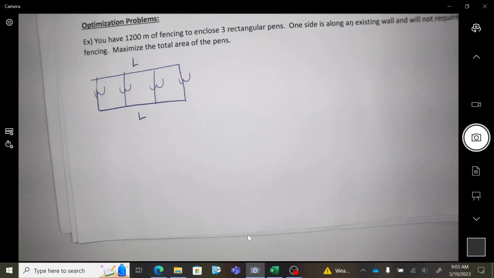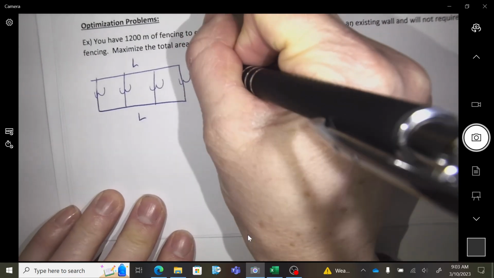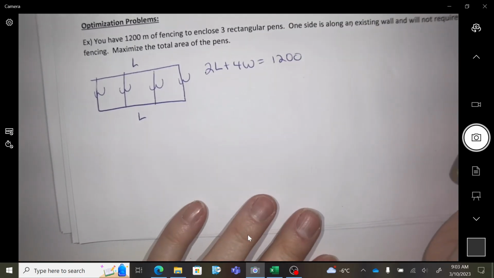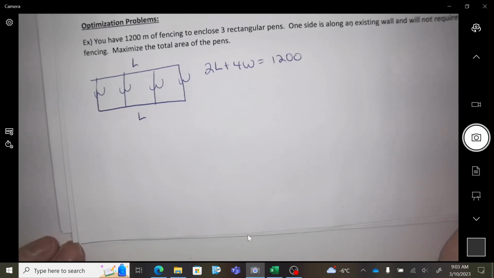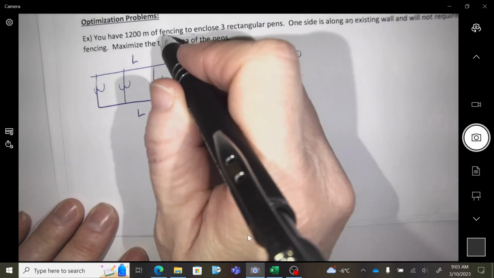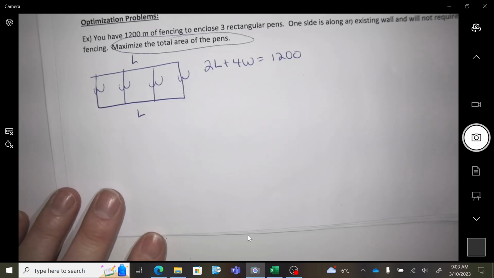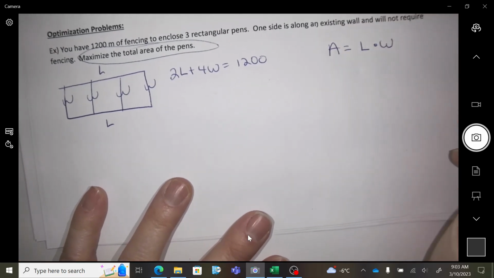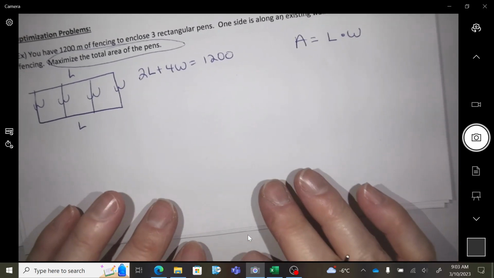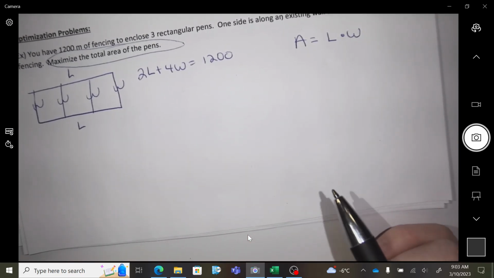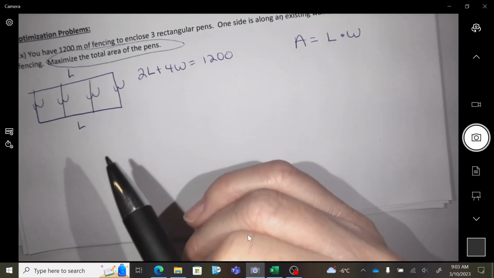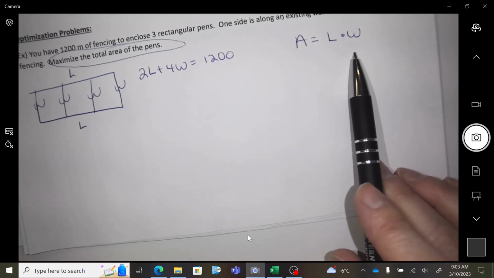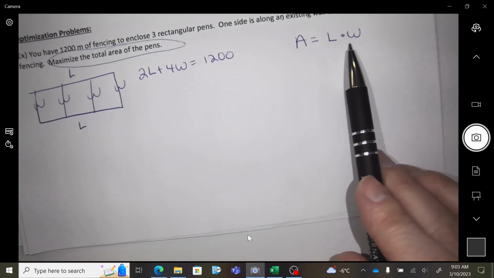Okay, so all of that is the fencing, so 2 L's plus 4 W's would equal 1,200. We're trying to maximize the area, so the area equals length times width. Area is squared, which as a function will be quadratic, right? Does that make sense? I can't have a quadratic function with 2 different variables.